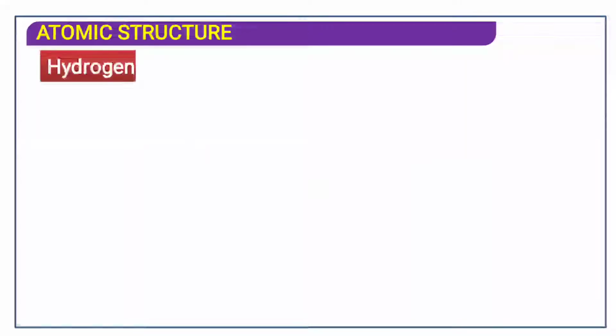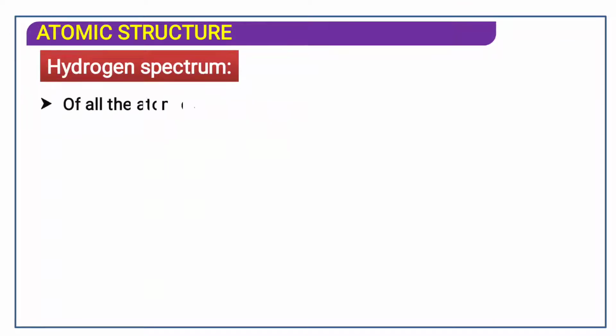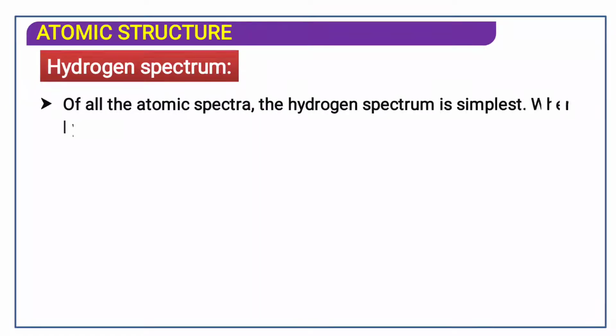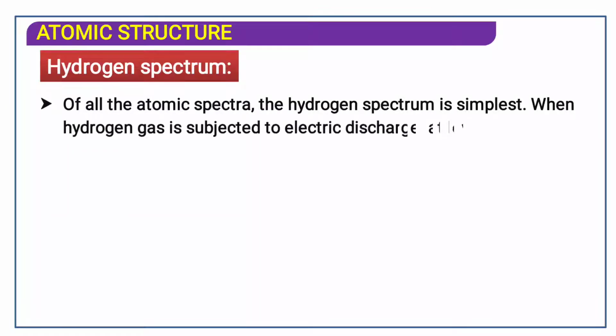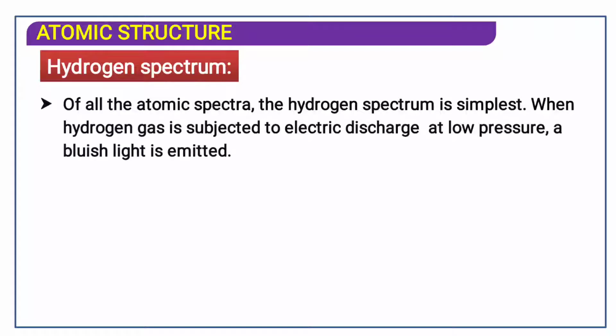Hydrogen spectrum. Of all the atomic spectra, the hydrogen spectrum is the very simplest. Listen carefully: when hydrogen gas is subjected to electrical discharge at low pressure, a bluish light is emitted. That means if we heat the hydrogen gas, it can be ionized at low pressure. It gives you a blue light.